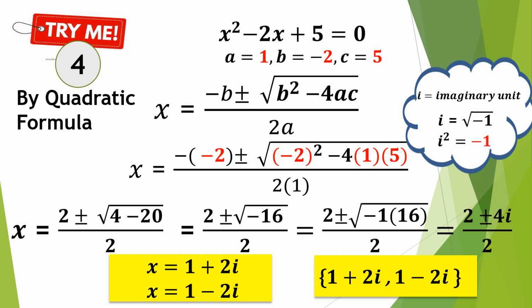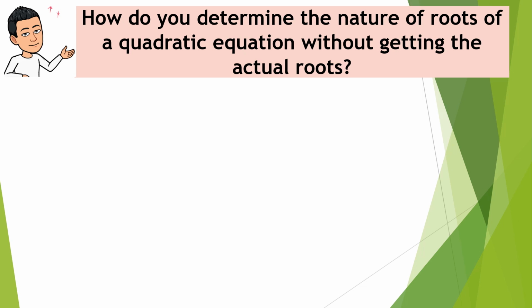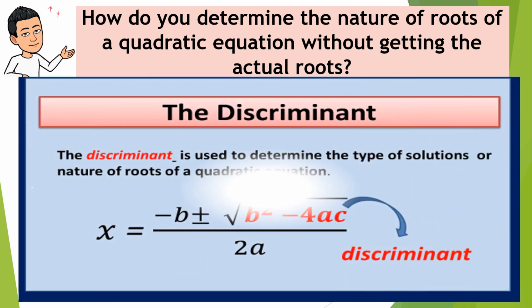Now, at this point, we have a question. How do you determine the nature of roots of a quadratic equation without getting the actual roots? The answer is by using the discriminant. What is the discriminant all about? The discriminant is used to determine the type of solutions or nature of roots of a quadratic equation, meaning without getting the actual roots. By just investigation using this formula, we can right away give the description or the nature of roots of the given quadratic equation.